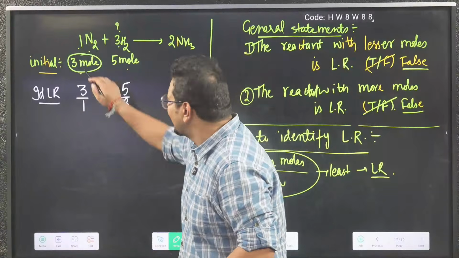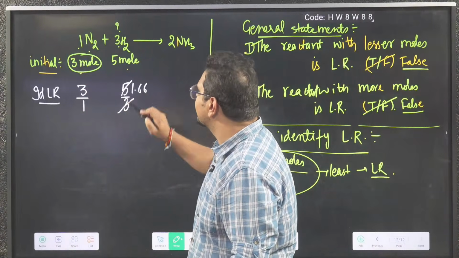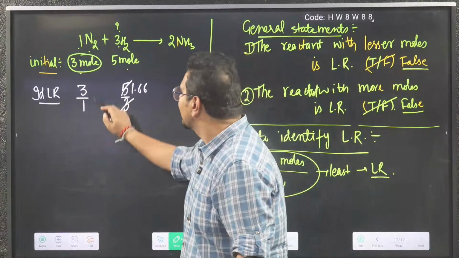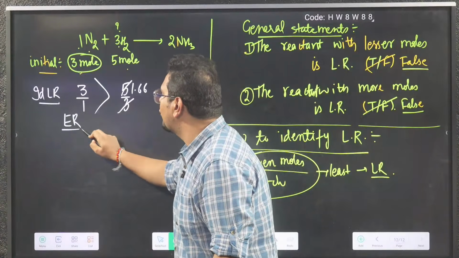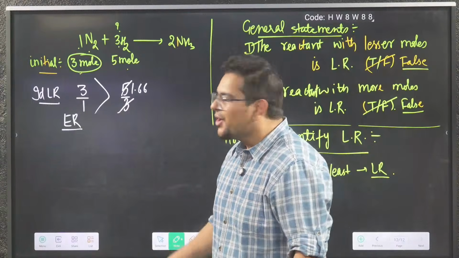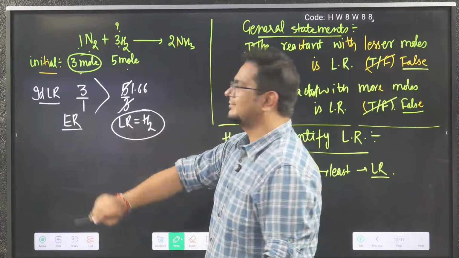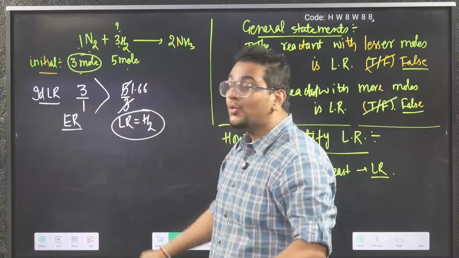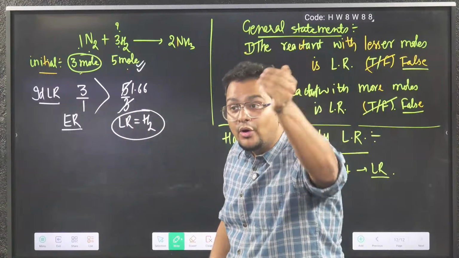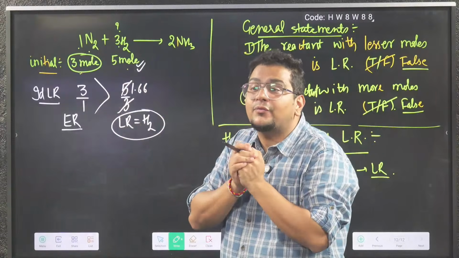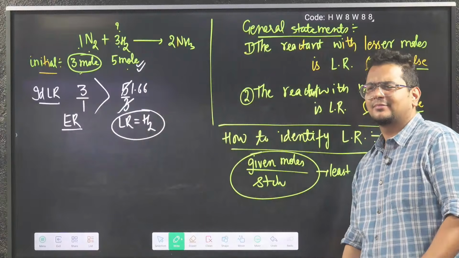Now tell me, 3 by 1 is 3. 5 by 3 is 1.66. Which is more? 3. So who is the excess reagent? Nitrogen. Who is the limiting reagent? Hydrogen. Hydrogen moles are more, more amount is given of hydrogen. But the limiting reagent is also hydrogen.